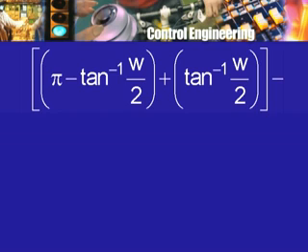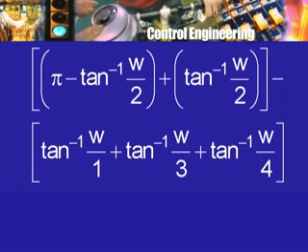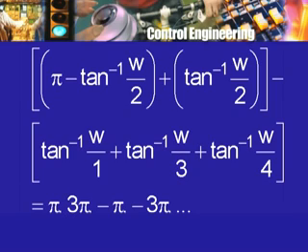Now minus, there are three angles, and what are they? They are tan inverse of omega divided by 1 minus tan inverse of omega divided by 3 minus tan inverse of omega divided by 4. This whole thing should be equal to pi radians or 3 pi radians or minus pi radians and so on. So I have an equation for omega. Unfortunately, it's not a simple equation, it involves the tan inverse function.